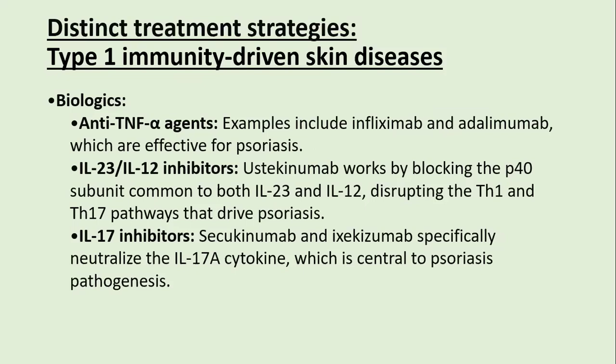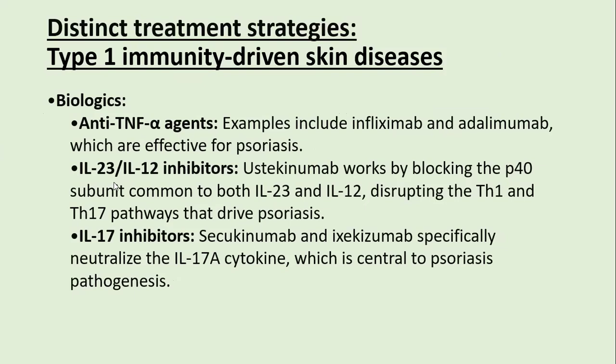The main cytokines secreted in the type 1 limb of immunity are tumor necrosis factor alpha and interferon gamma, along with interleukin 12, 23 and 17. So the biologics which work against these cytokines will be effective in treating diseases caused by a type 1 immune response. The tumor necrosis factor alpha antagonists include infliximab and adalimumab. They are both effective in psoriasis and several other autoimmune conditions involving tumor necrosis factor alpha.